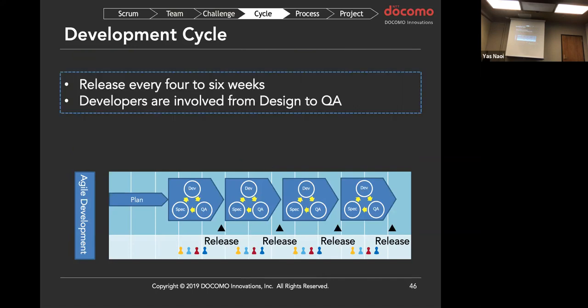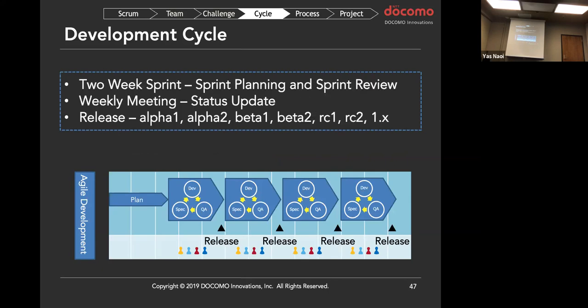As I said, we release every 4 to 6 weeks, and developers are involved from design to QA in agile development. In this way, in our project, we have a 2-week sprint planning and a sprint review. Every 2 weeks, we have a sync-up meeting for this sprint meeting, for just 1 hour.